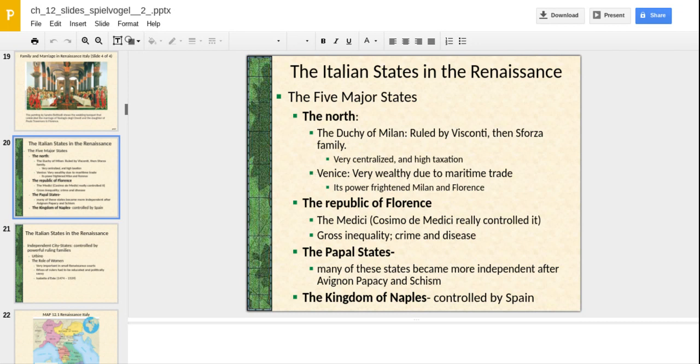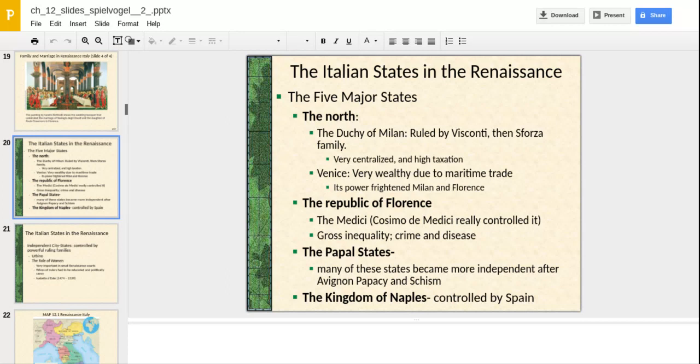In Florence, you saw a lot of gross inequality. The rich are rich and the poor are poor. A lot of crime and disease because, again, you have a big income gap. You also have in the central areas the papal states. Papal, root of that being pope. Many of these states become more independent after the Avignon papacy and something called the Great Schism.